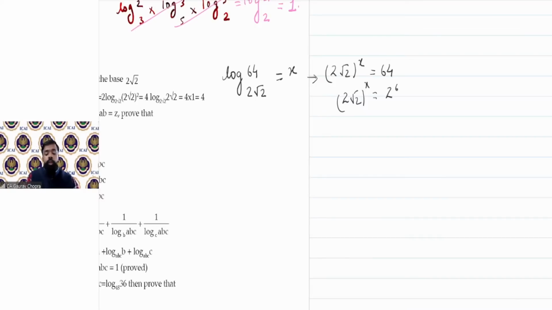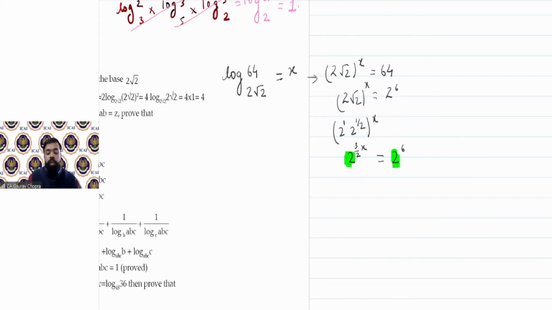One thing is you can write here 2 to the power of 1 and this is 2 to the power of half, whole to the power of x. That means 2 to the power of 1 and a half, that is 3 by 2 x. And here it is 2 to the power of 6. Now the base is equal. On both sides, the base is 2 now.